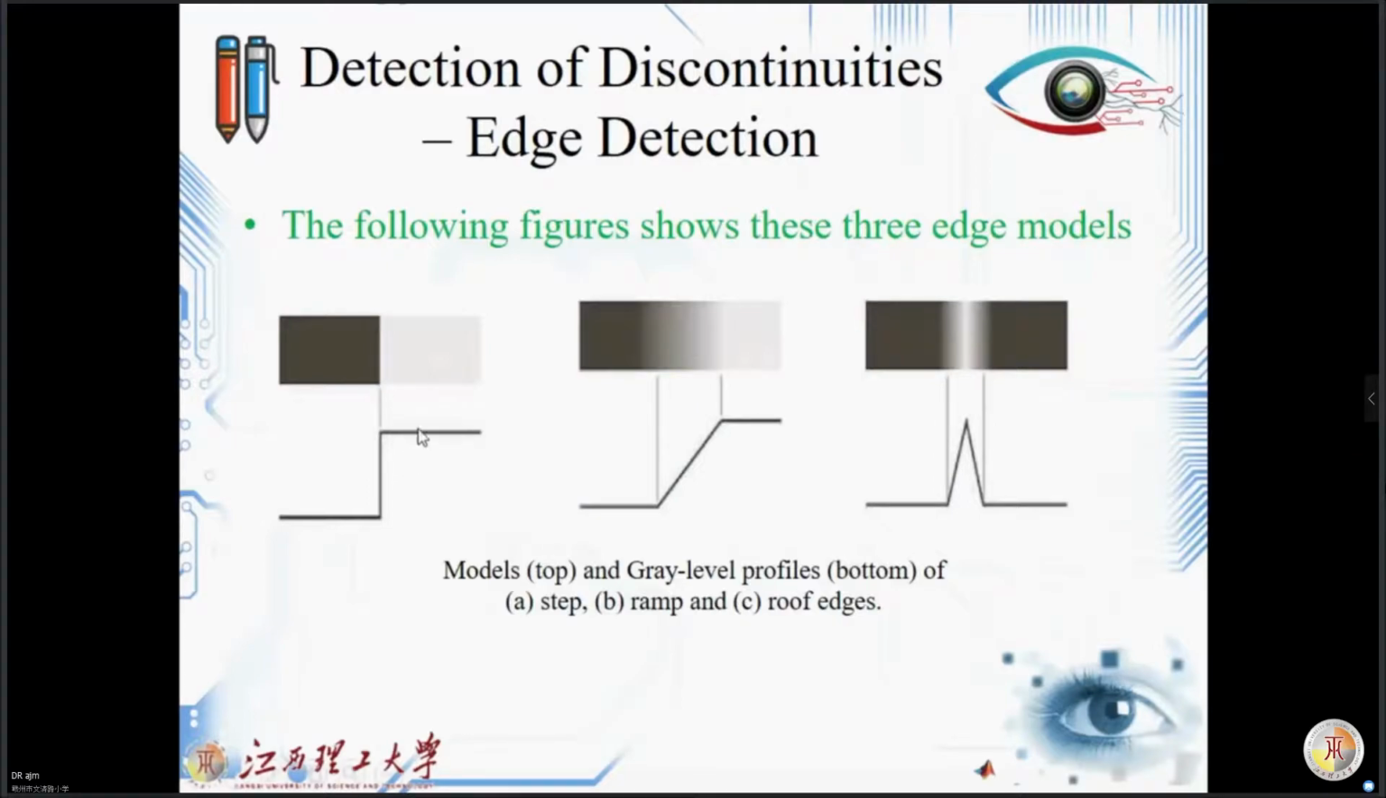Then in the next one, as a ramp edge, you have some values between 0 and 1, something like a ramp. And the next one is a roof edge. Why is this a roof edge? Because one side is 0 and the other side is 0, and then you have some peak between them. That is why they call it a roof edge. This image will help us understand the types of edges in our gray level image better.